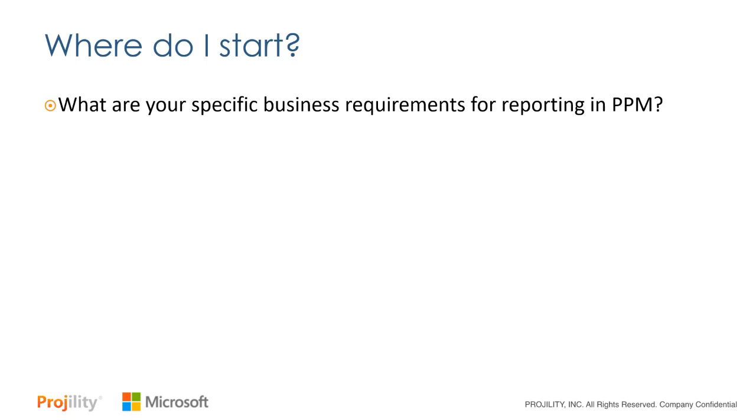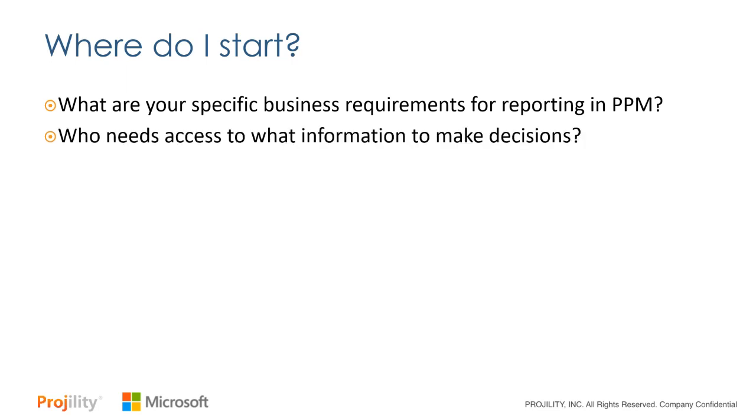The first one: what are your specific business requirements as they relate to reports from your PPM system? What are the 10 or 15 reports you just have to have to make business decisions on all your projects? Get that list and use that to start driving your decision making. The next question is who? Who needs access to that information, or what information, to make any kind of business decision on your projects?